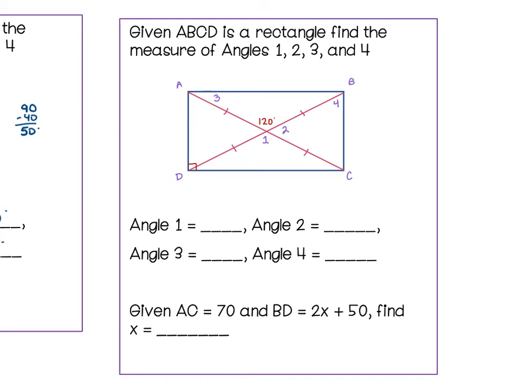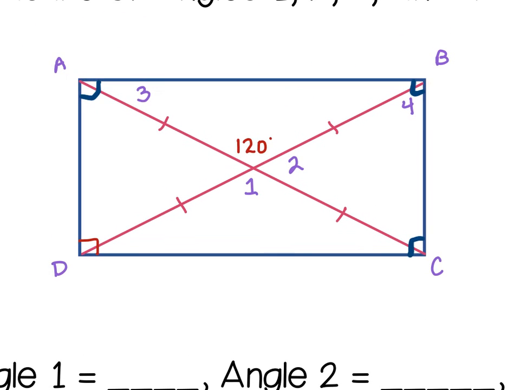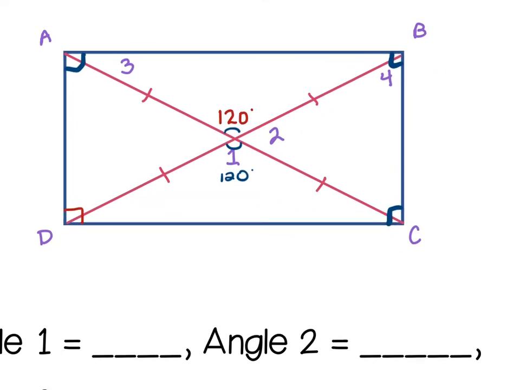All right, given ABCD is a rectangle, find the measure of angles 1, 2, 3, and 4. So these are rectangles, they're not perpendicular, right? So the diagonals are not perpendicular. But in rectangles, the angles in the corners are all 90. Okay? You have vertical angles in the rectangle, right? If this is 120, this is also 120. So angle 1 is 120.